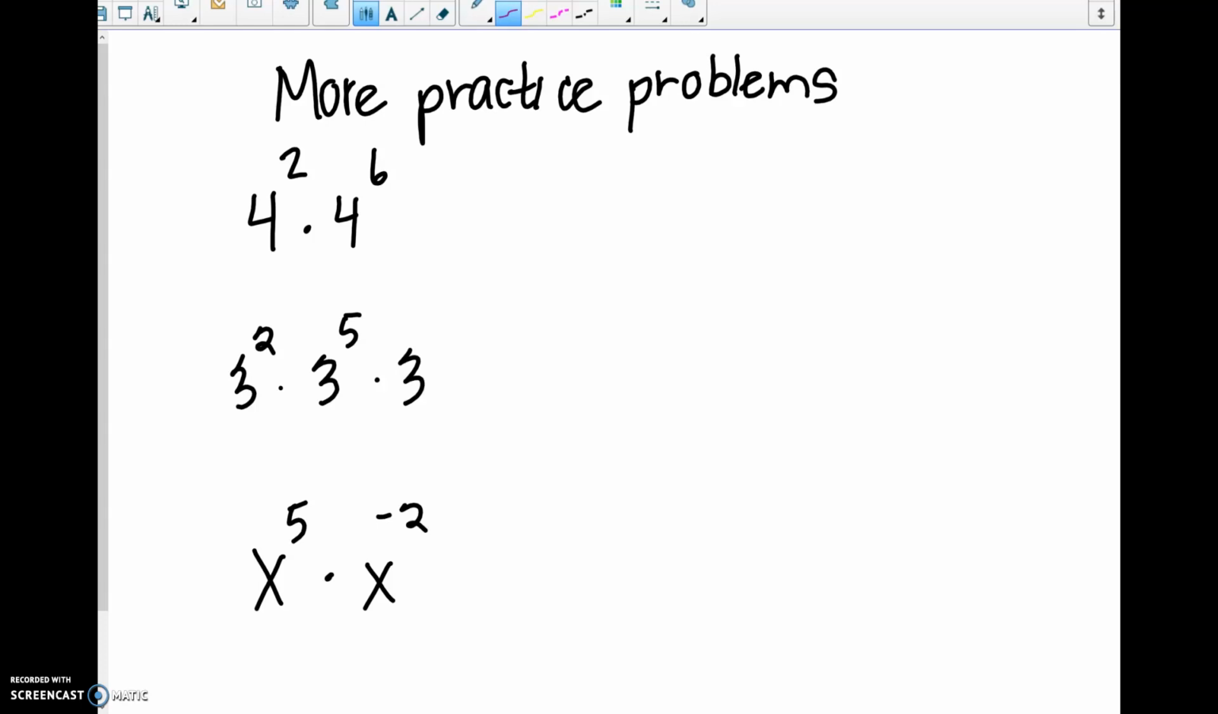Okay, so your 2 rules, if it's multiplying, add the exponents. So here we have the same base of 4, so we're going to go 2 plus 6, so we have 4 to the 8th. Oh, by the way, you should have stopped the video.